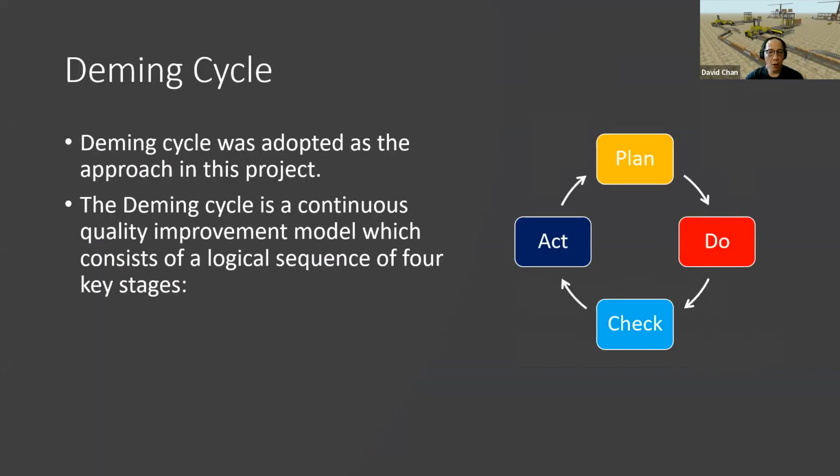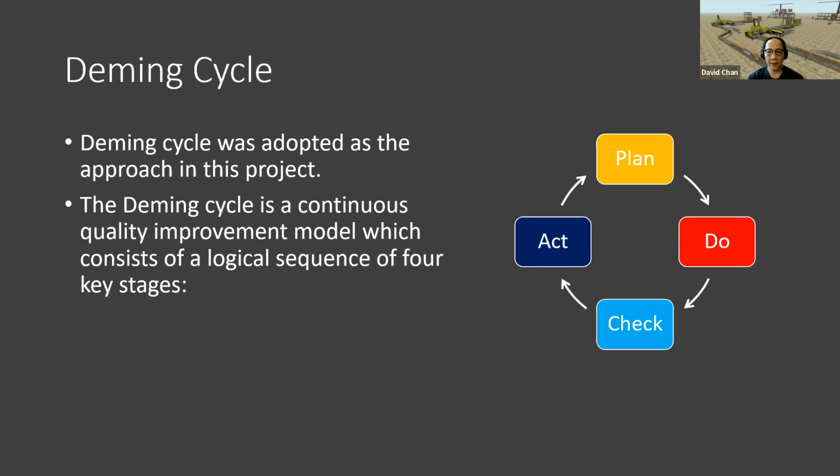First, I would like to talk about the whole project in terms of the approach that we adopted. We are using the Deming cycle. The Deming cycle is basically a continuous quality improvement model, which consists of a logical sequence of 4 stages. We do planning, based on the plan we execute the plan, and subsequently we evaluate the plan, and then we act on the changes so that we can refine the plan.